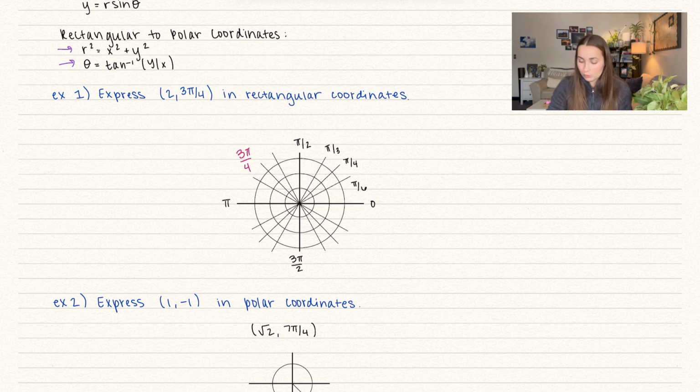And I'm going to go out a radius of 2, so I'm going to go 1, 2, which is going to be this point right here. Now I want to find the x and I want to find the y of this point. So let's go ahead and do that.